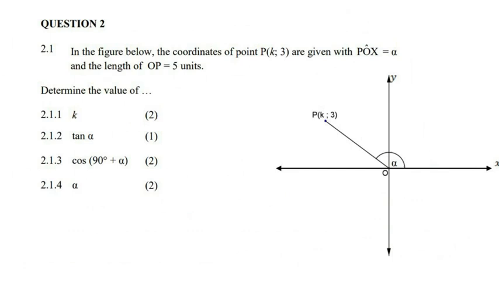In the figure below, the coordinates of P are given with that angle equal to alpha, and the length of OP is 5. Okay, so that length over there is 5. The first question says, determine the value of k.